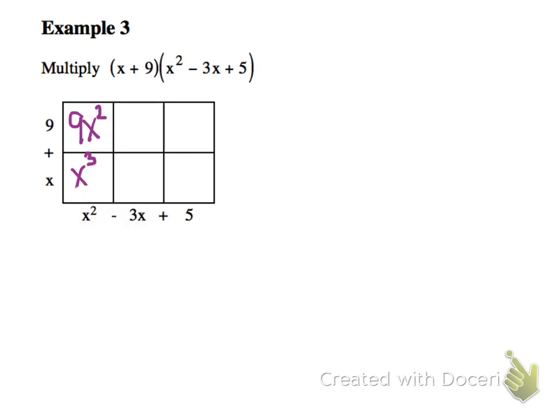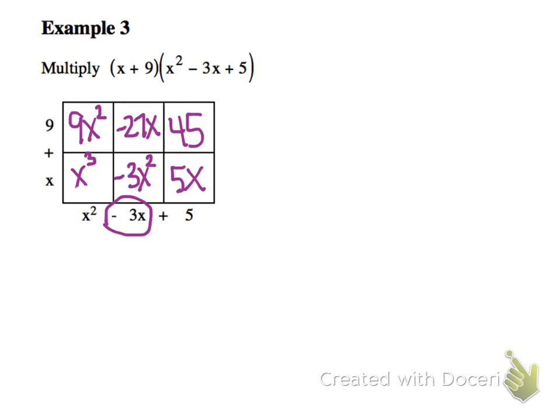Now we'll go to the middle column, so now we're using that negative 3x. And notice I'm going to put the negative with that 3x. So negative 3x times x is negative 3x squared. And negative 3x times 9 is negative 27x. 5 times x is 5x, and 5 times 9 is 45.